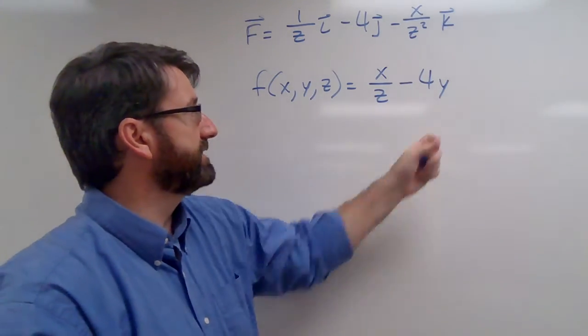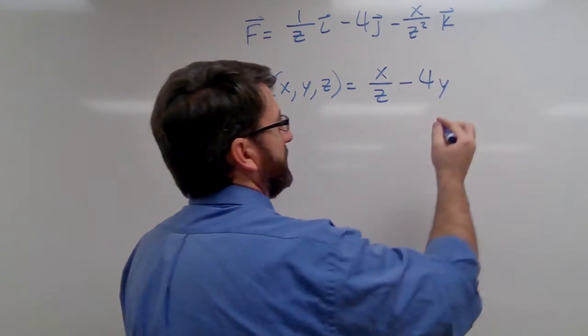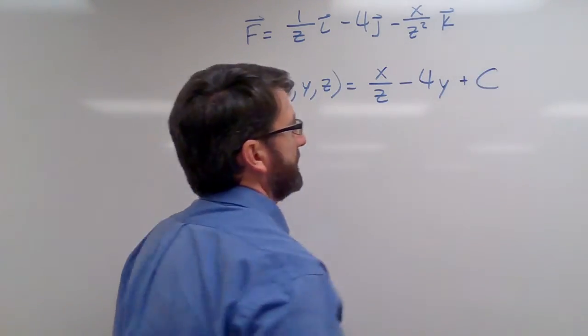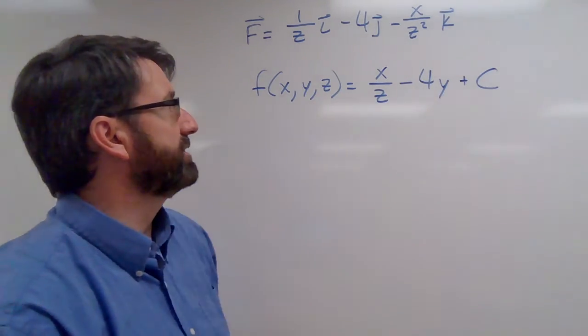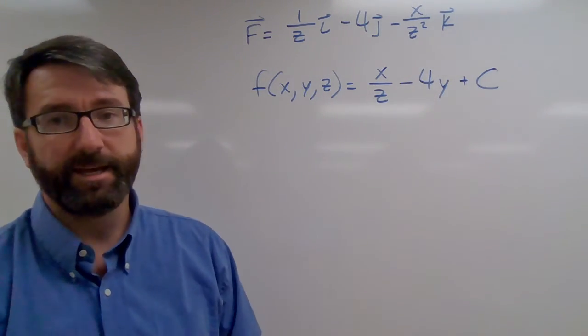So this is a potential function, but then remember, we could always add a constant and still have the same thing be true. So we have to add our c at the end.